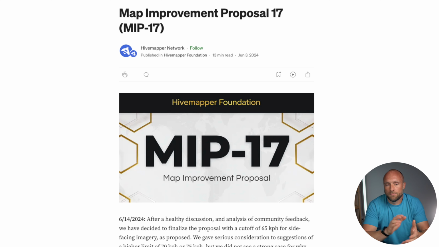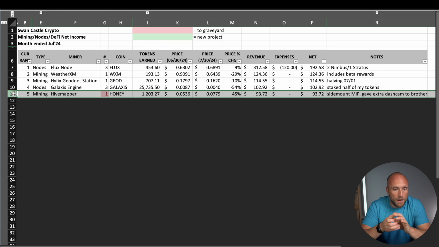I think it only makes sense for side-mounted when you're moving slow, especially in urban areas where there may be some demand for that street view data. So I made the decision. We're just going to go with one dash cam front-facing for the time being until I get my B in, and we'll review that hopefully in the next couple months.